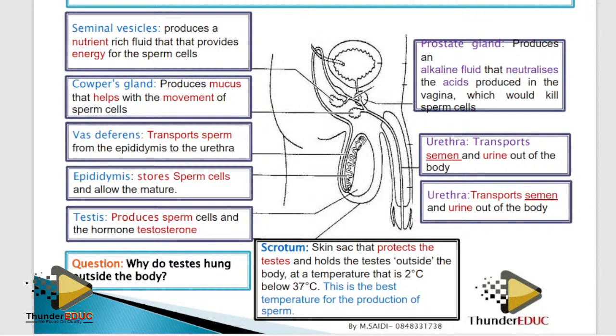Anyway, let's go to the functions of the reproductive structure. All right, I'm trying to check why it is behaving that way. All right, let's go to the next question. The next question is saying... Recording in progress. Sorry.